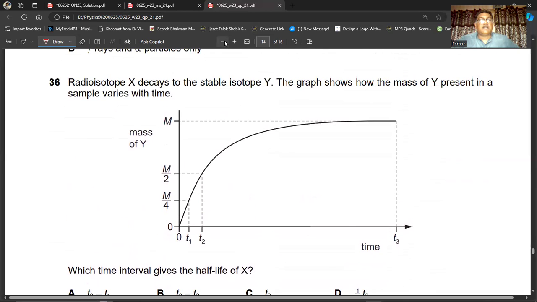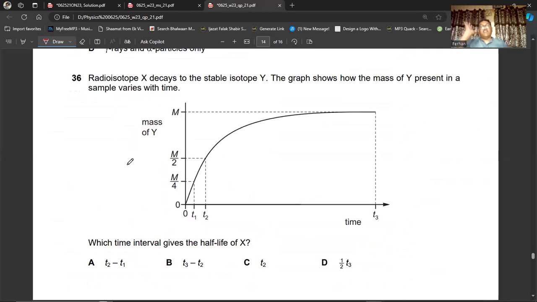That is question number 36, and it's a very, very tricky question. Question number 36 is from the paper. This is IGCSE Extended Physics, and we are doing the October-November 2023 paper 2-1, which is an MCQ paper, and it's question number 36, which is related to the half-life. He says radioisotope X decays to the stable isotope Y. The graph shows how the mass of the Y present in the sample varies with time.